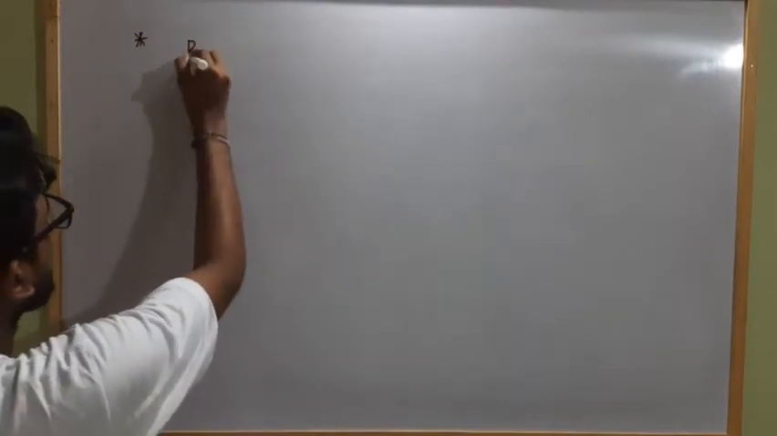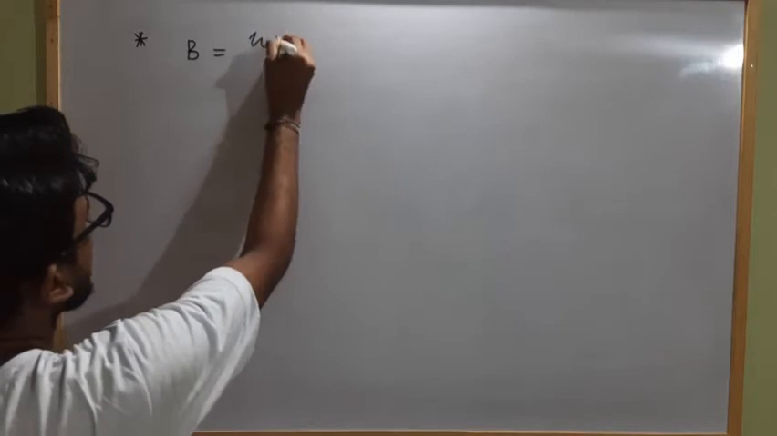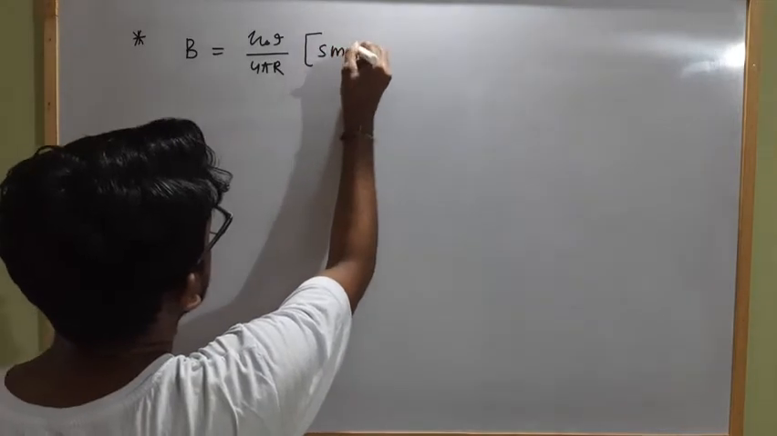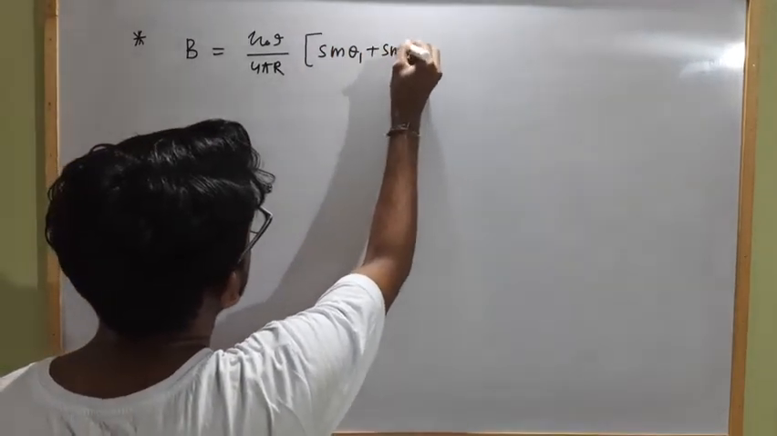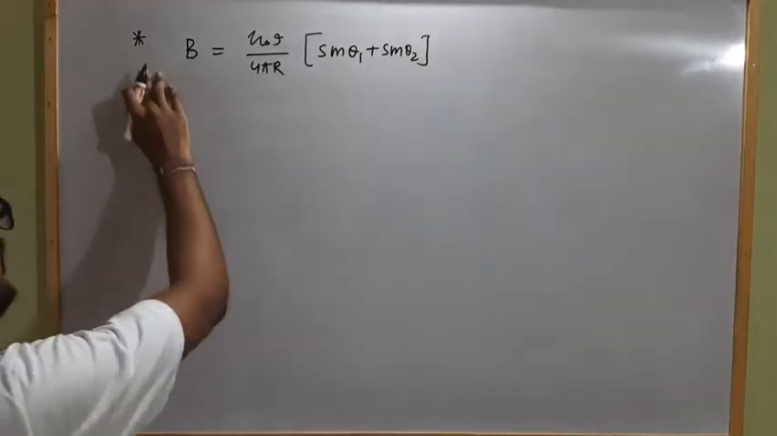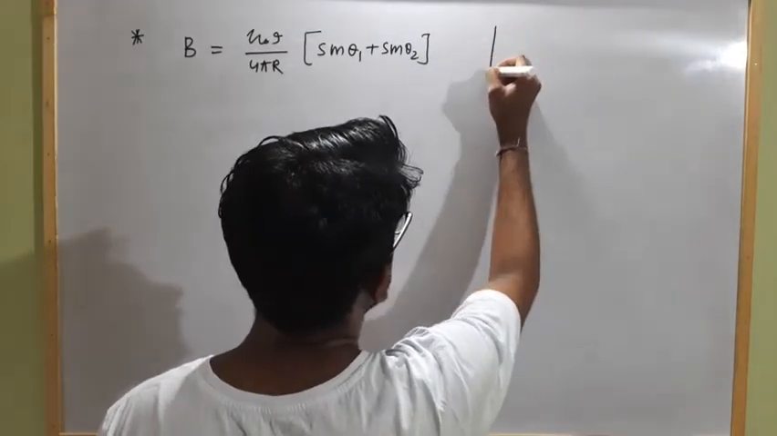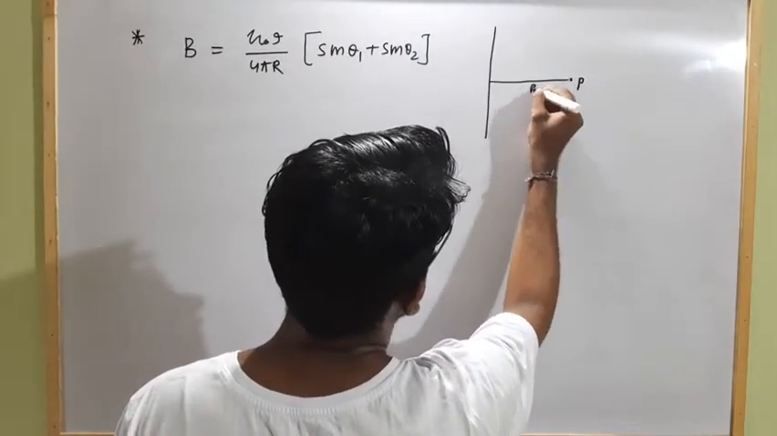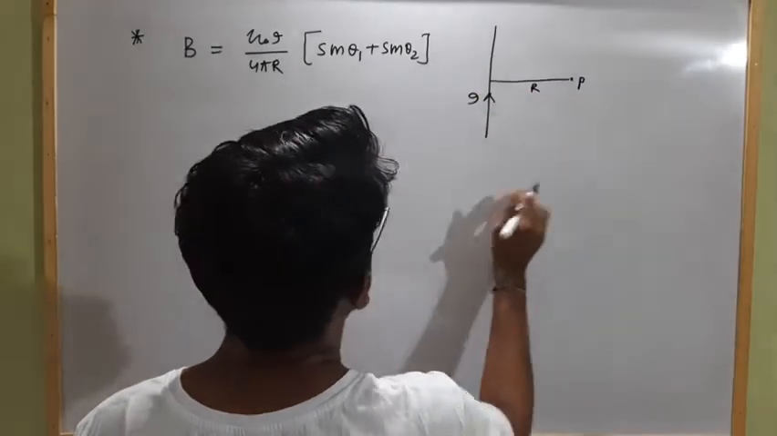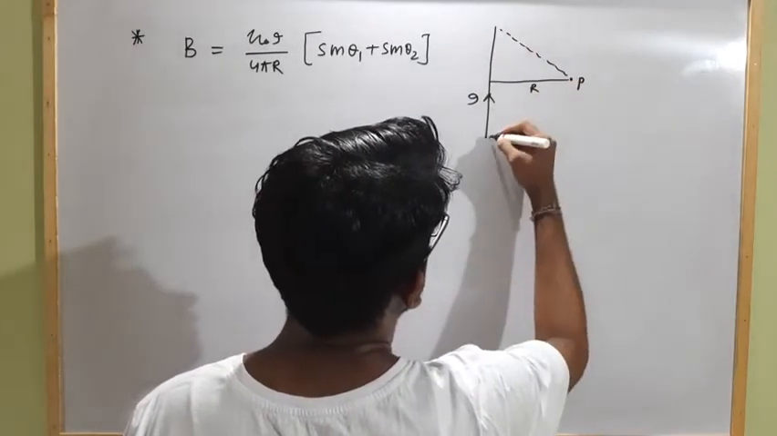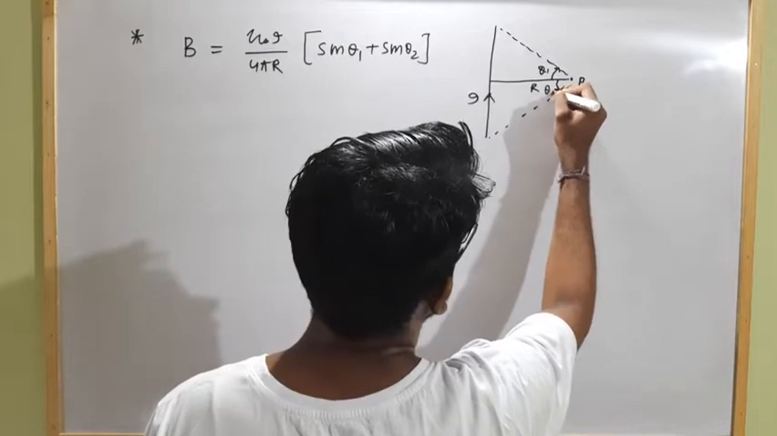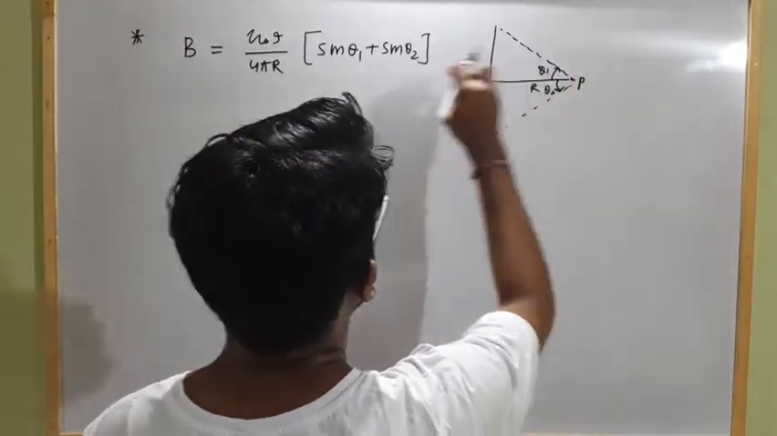For a long straight current carrying conductor, the magnetic field strength B is equal to mu naught I by 4 pi r times (sin theta 1 plus sin theta 2). This is the formula for the magnetic field strength due to a long straight current carrying conductor. If this is a long straight current carrying conductor, here is a point P at a distance r, I is the current flowing through it, and the two ends of the conductor make angles theta 1 and theta 2, then the value of B at this point will be this much.